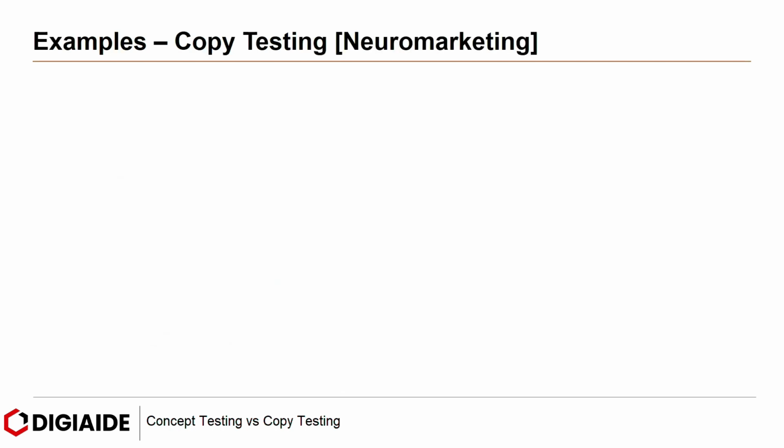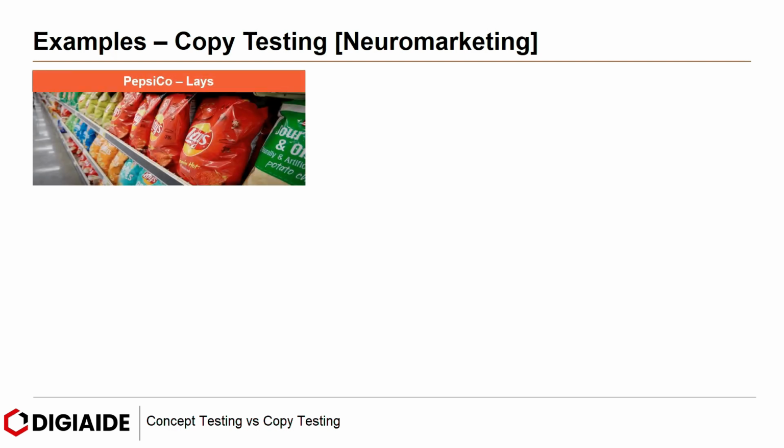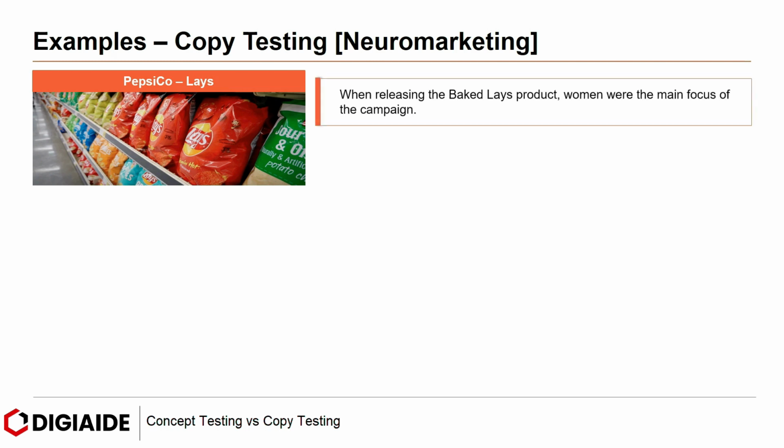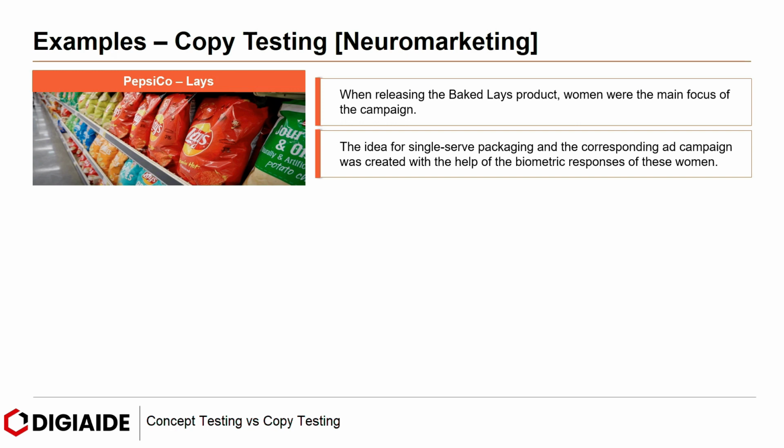Moving on to one of the examples of copy testing, and the method used is neuromarketing. Neuromarketing is a new field of marketing which uses medical technologies such as functional magnetic resonance imaging to study the brain's response to marketing stimuli. The brands in question, the first one is PepsiCo's Lay's. When releasing the baked Lay's product, women were the main focus of the campaign. The idea for single-serve packaging and the corresponding ad campaign was created with the help of biometric responses of these women.